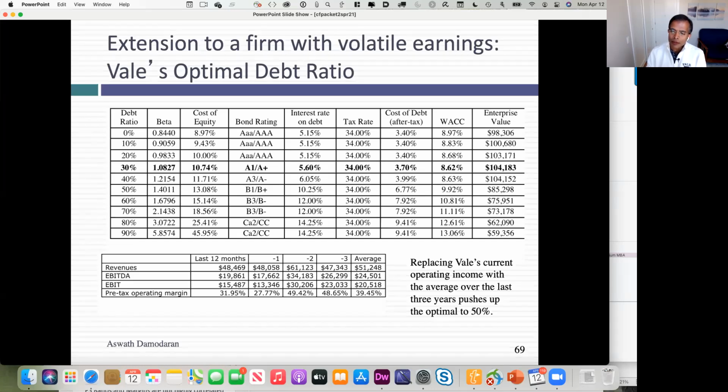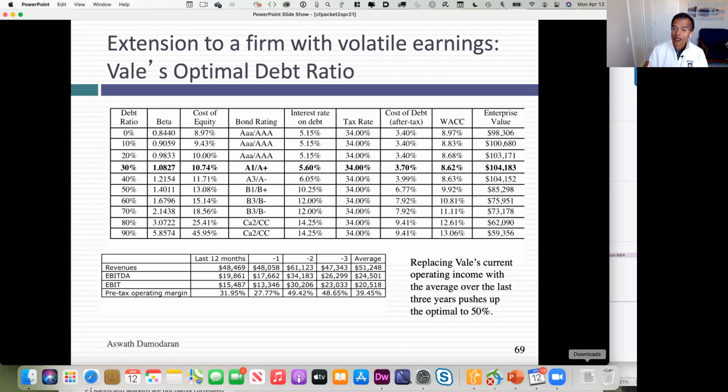It looks much lower than your actual debt ratio. What's going on? And he came back and said, that's because iron ore prices are low. And I said, okay, let's see if that's the case. So what I did was actually took the average operating income over 3 years, saying, look, maybe that'll capture the swings in iron ore prices. And based on that average operating income over 3 years, if I use that as my operating income, my optimal debt ratio is close to 50%.